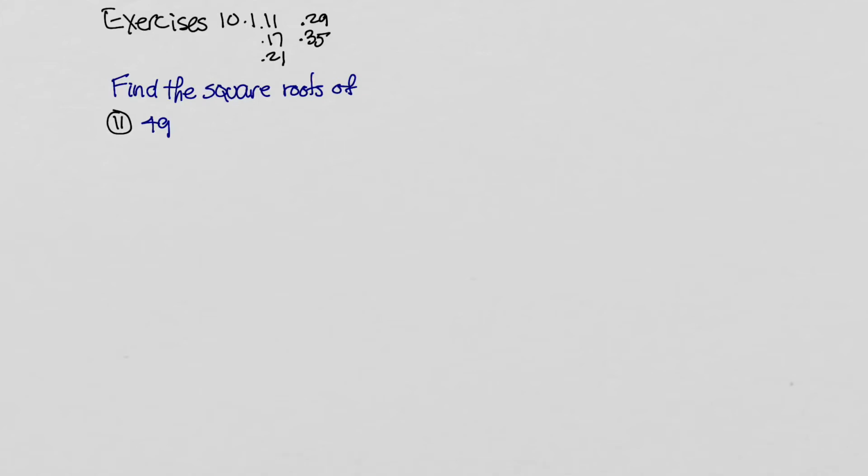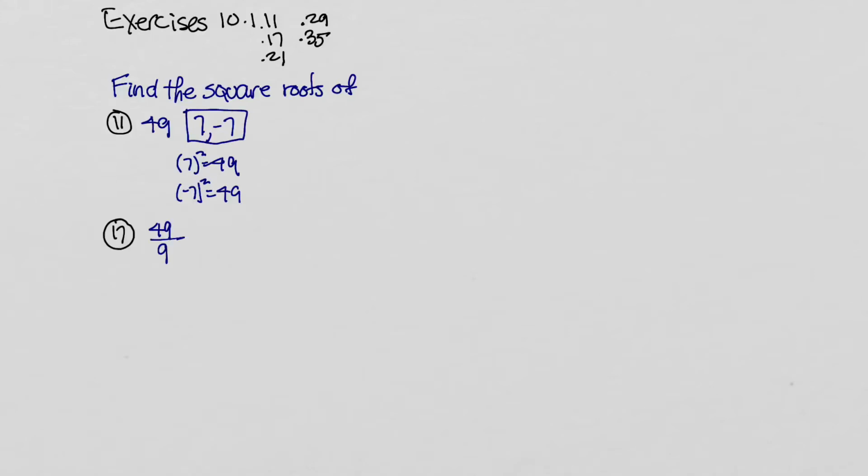So let's start section 10.1 with problem number 11. What we're supposed to do here is find the square roots of 49. Now we know that every positive real number has two square roots, one positive and one negative. So what numbers, when we square them, will give us 49? Well, just because we know some arithmetic, we know that these numbers are going to be 7 and negative 7, because 7 squared is 49, and negative 7 squared is 49. So the two square roots of 49 are 7 and negative 7.